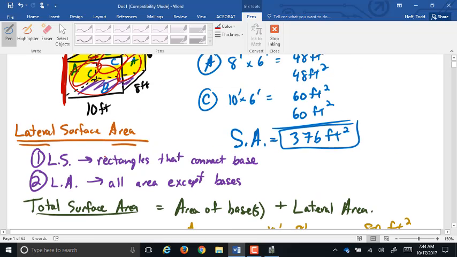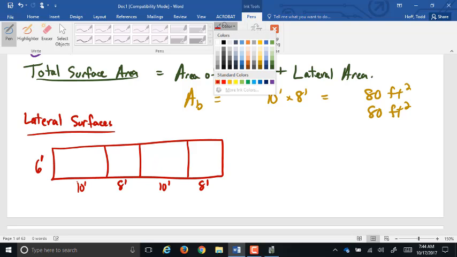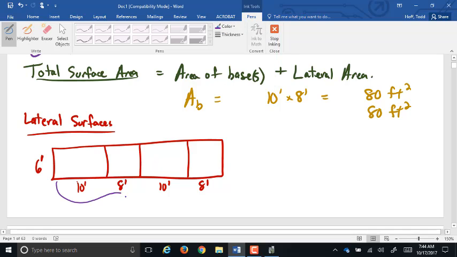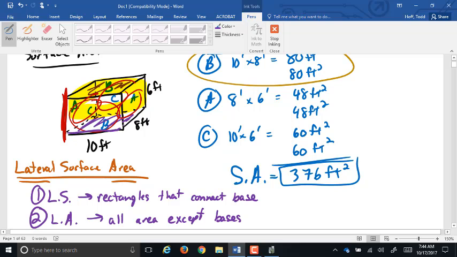And 10 by 8. This height here is still just the 6 feet that the regular object was tall. But this is 10 feet, 8 feet, 10 feet, and 8 feet, which of course gives us a total of 36 feet. That 36 feet is just 10 plus 8 plus 10 plus 8. It's just the perimeter of our base.